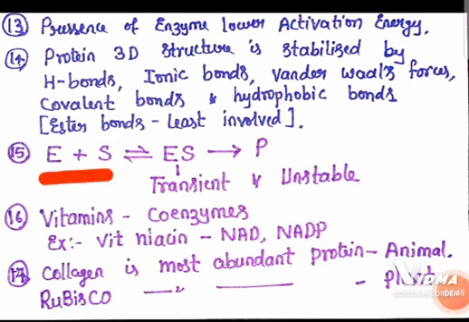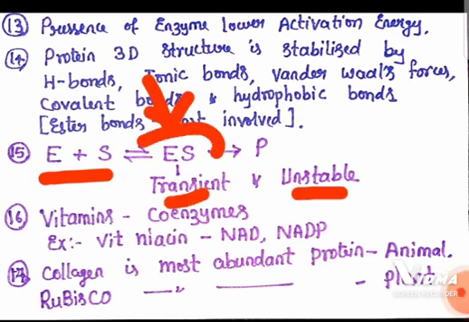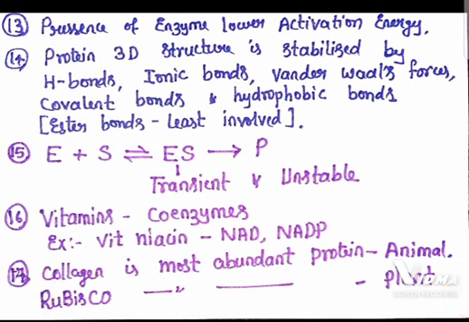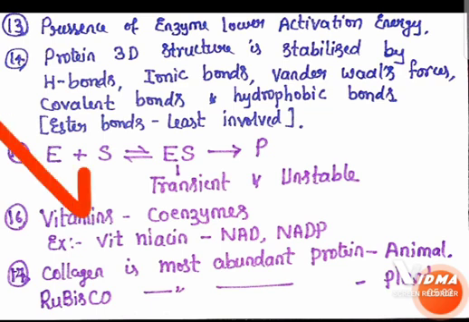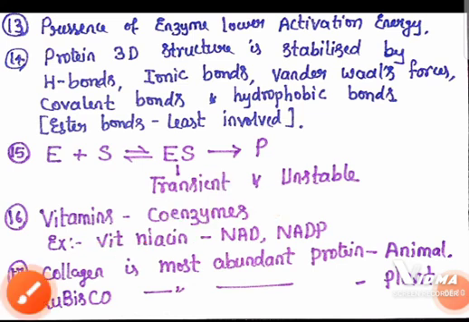Remember, when enzyme and substrate react, they form an enzyme substrate complex, which is transient and unstable. This enzyme substrate complex is unstable, so it will convert into product and resynthesize the enzyme back. Some of the vitamins act as coenzymes. For example, from the vitamin niacin, NAD and NADP are going to act as coenzymes that increase the activity of the enzyme.